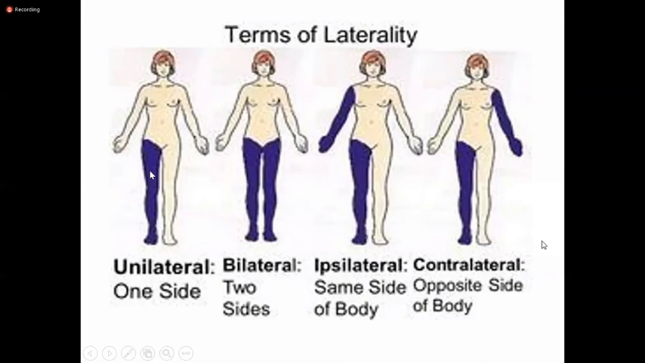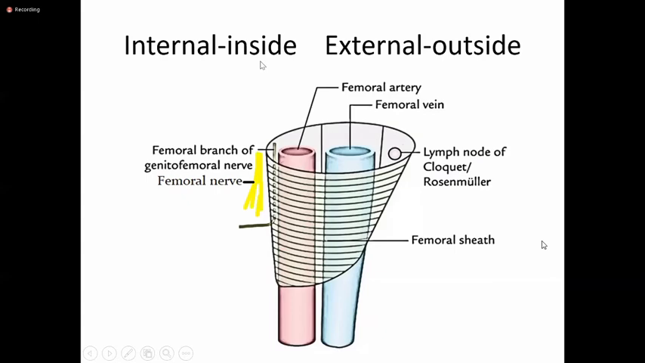Then the medial structures are those nearer to the body, the median line. The structures which are away from the median plane are the lateral structures. Then if the structures are within some sheath or cavity, we use internal and external. The word internal gives a meaning of inside. Some structure is present inside.